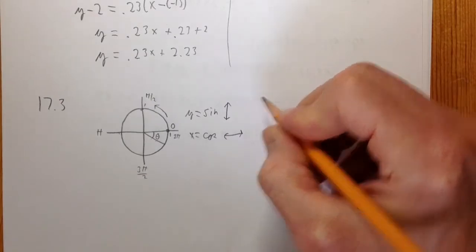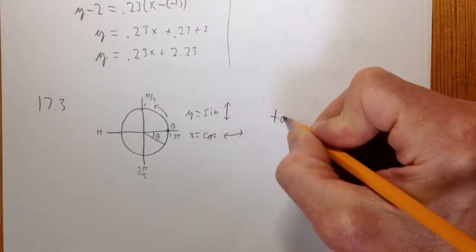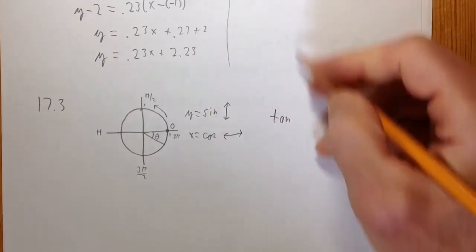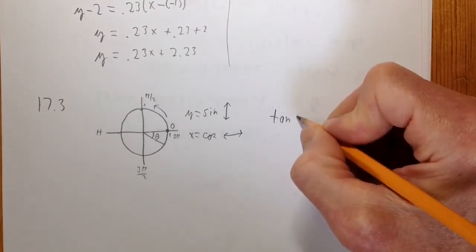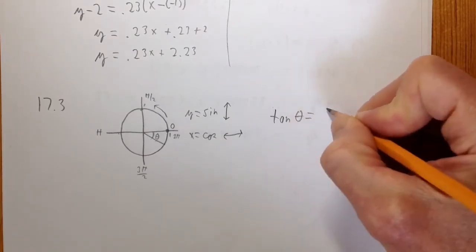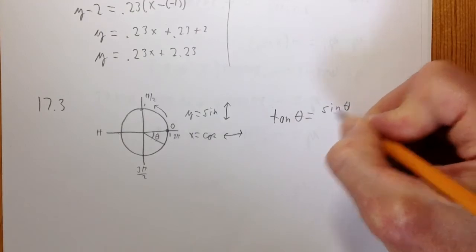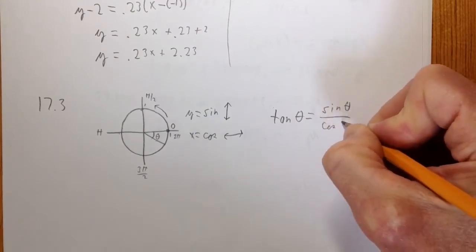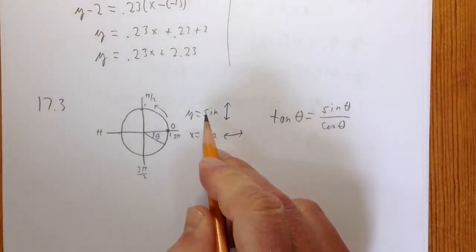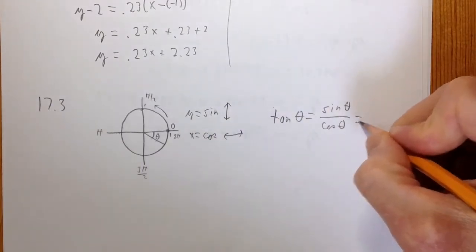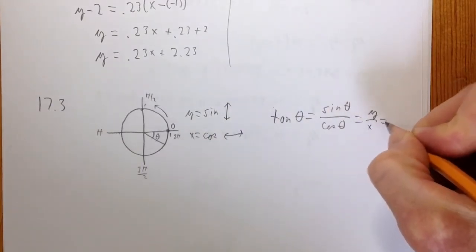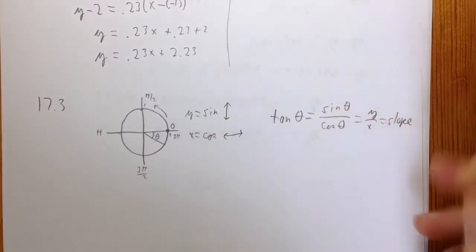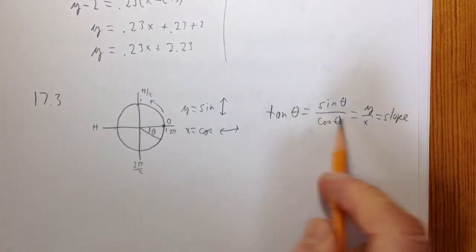Then tangent, another way to define tangent besides opposite over adjacent, is that tangent of an angle is sine over cosine. It is the ratio of sine to cosine, which we said sine is y and cosine is x, which is y over x, which of course is equal to the slope, like we just said. So that's kind of where that comes from.